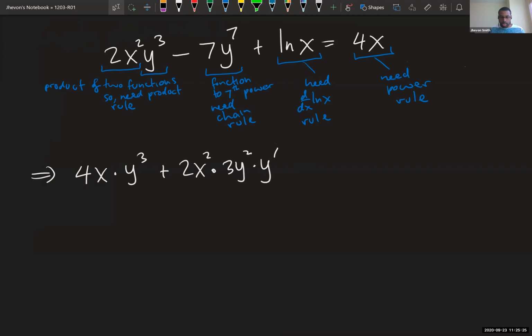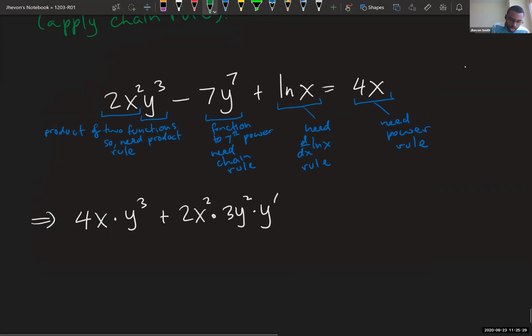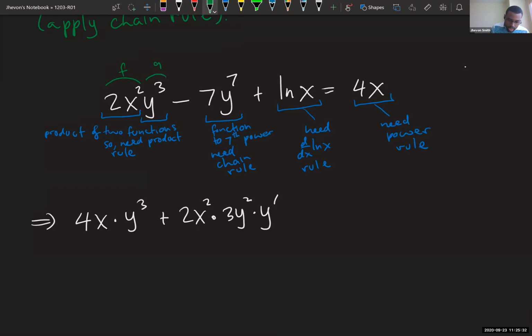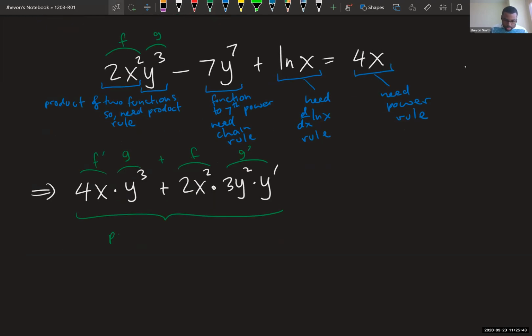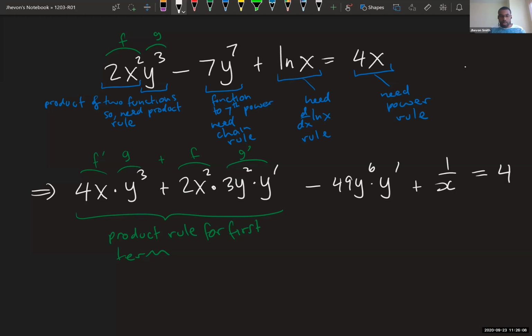You literally just multiply by y prime whenever you're applying a derivative rule to a y function. So this is the product rule on the first part. Think of this as f and g: f prime times g plus f times g prime. Then you go through and do everything as normal. In the second one, minus 49y to the 6, I need to multiply by a y prime. To differentiate ln x, that's just 1 over x. To differentiate 4x, that's just 4. The only difference is whenever I apply the derivative rule to a y, I multiply by a y prime.